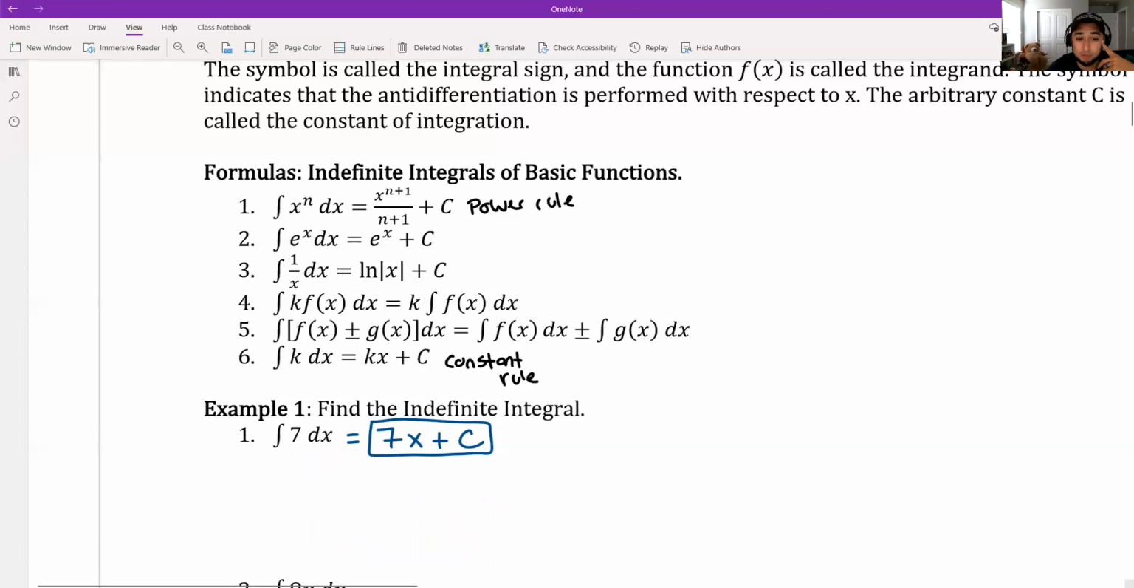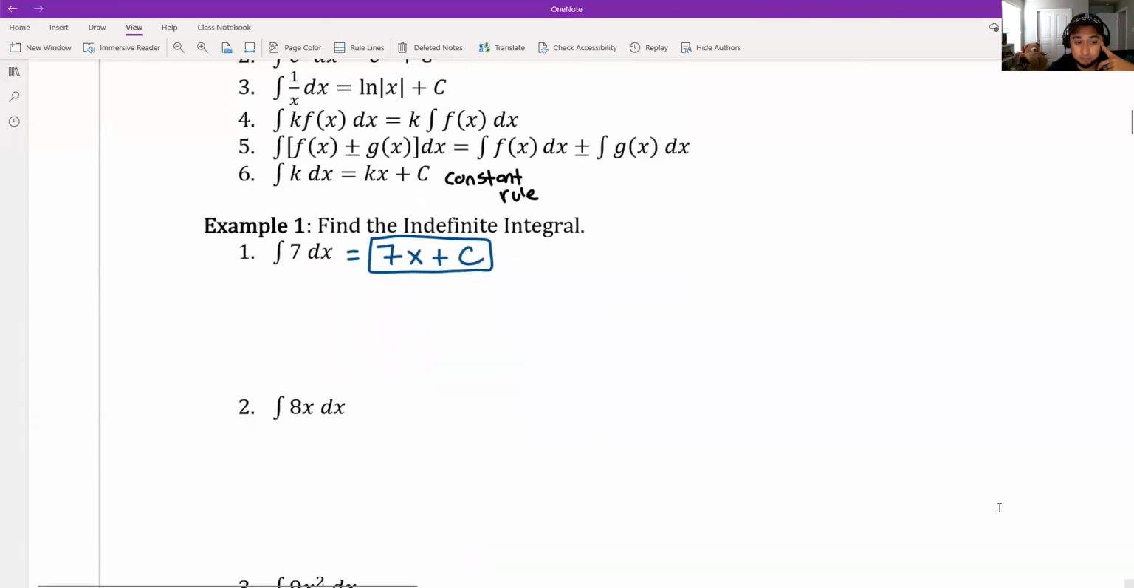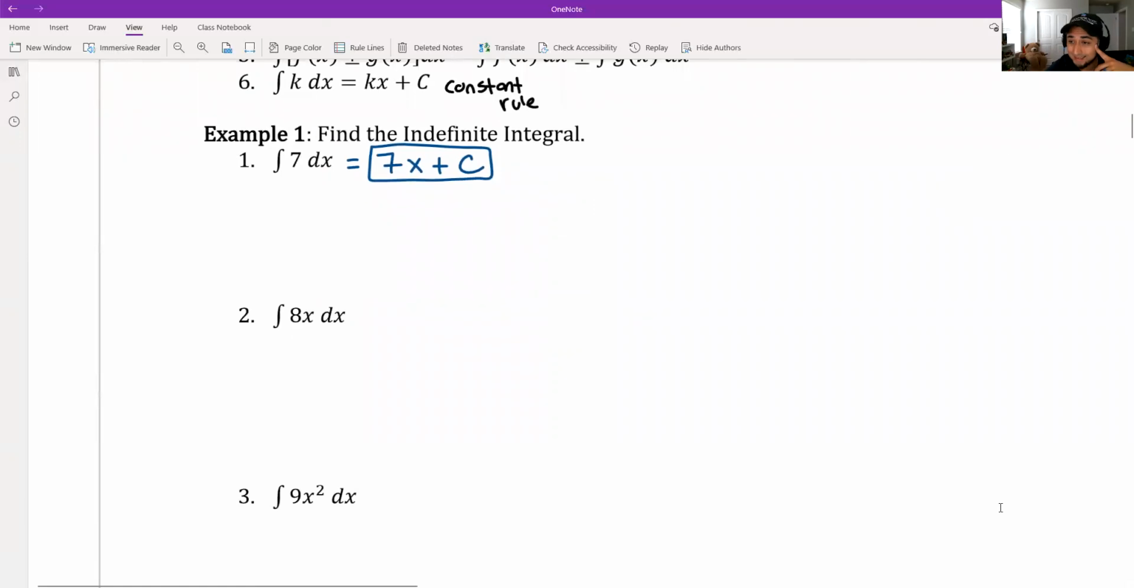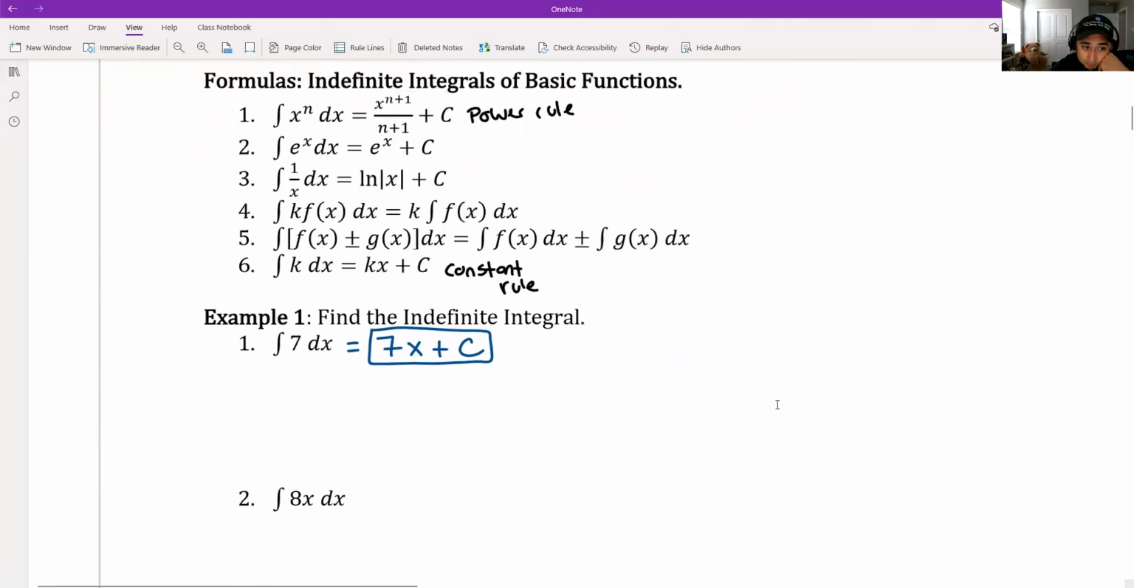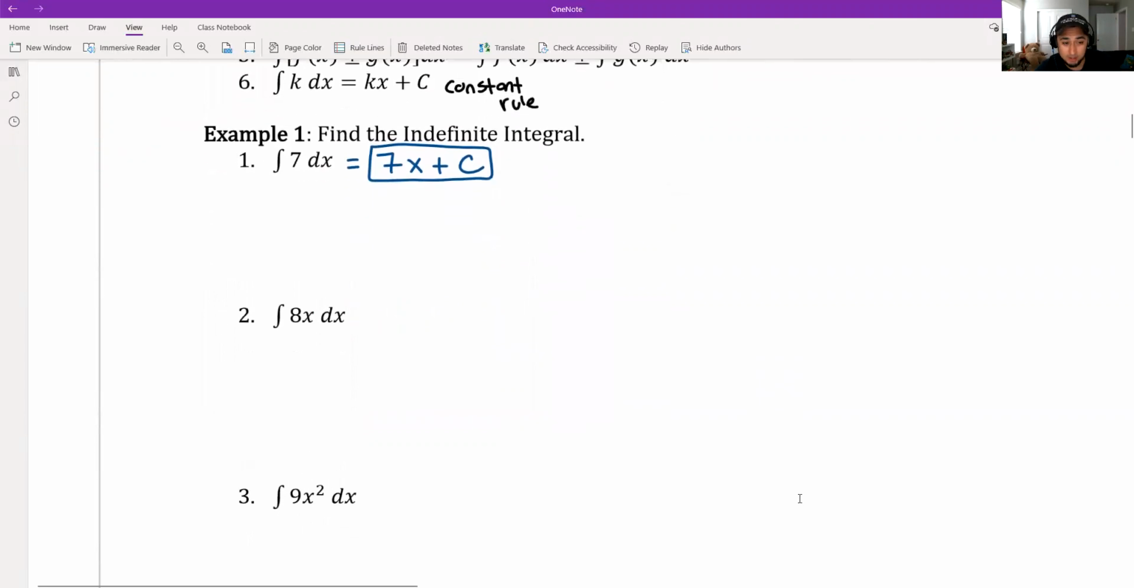Next one, number 2. The integral of 8x dx. So we are going to use rule number 4, which means we're going to take the 8, move it to the outside. And then we are going to use the most popular rule, power rule, number 1. So let me walk you through that.